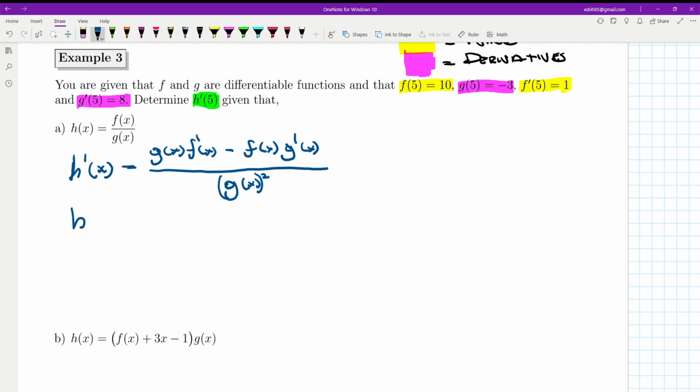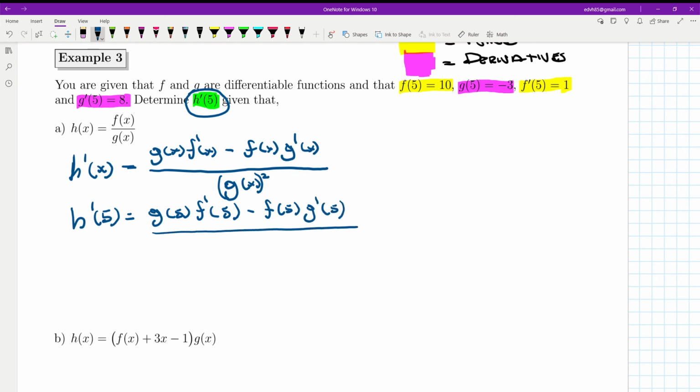So we're going to evaluate h prime of 5. Let's plug in 5 wherever you see the letter x. So this is g of 5 times f prime of 5 minus f of 5 times g prime of 5, the whole thing divided by g of 5 squared. And all these pieces of information are given at the top. We're given f of 5, g of 5, f prime of 5, and g prime of 5.